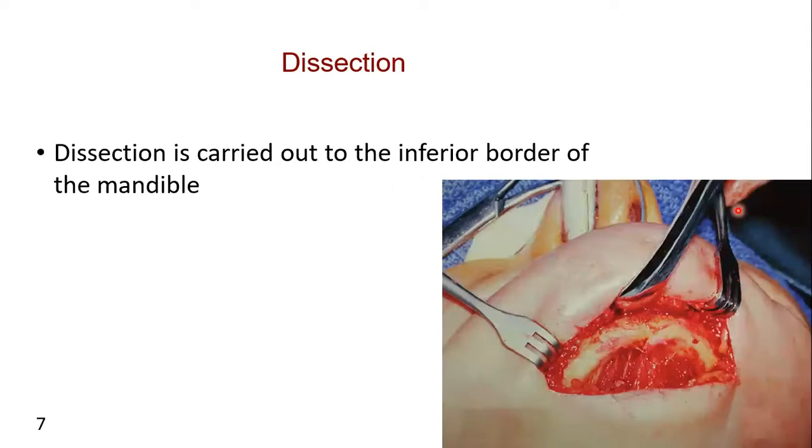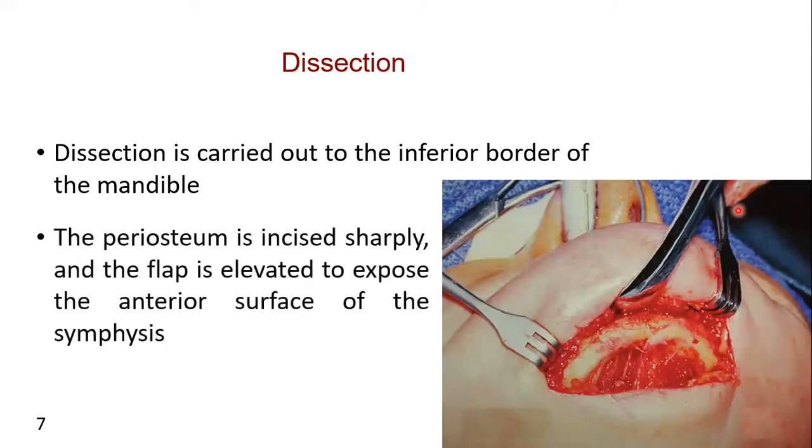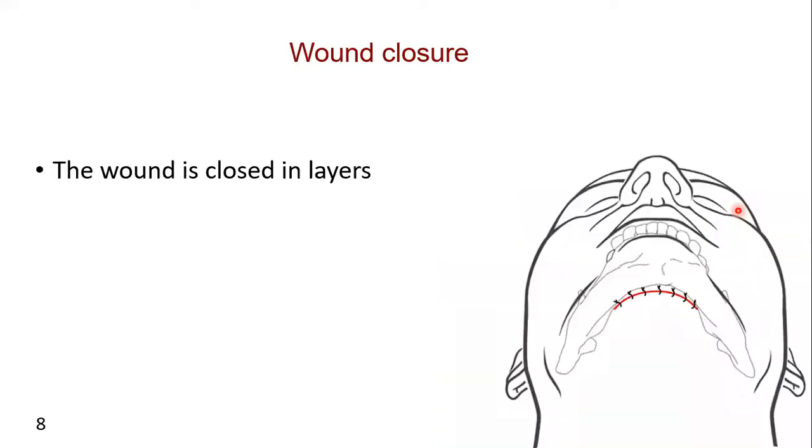Dissection is carried out to the inferior border of the mandible. The periosteum is incised sharply and the flap is elevated to expose the anterior surface of the symphysis.